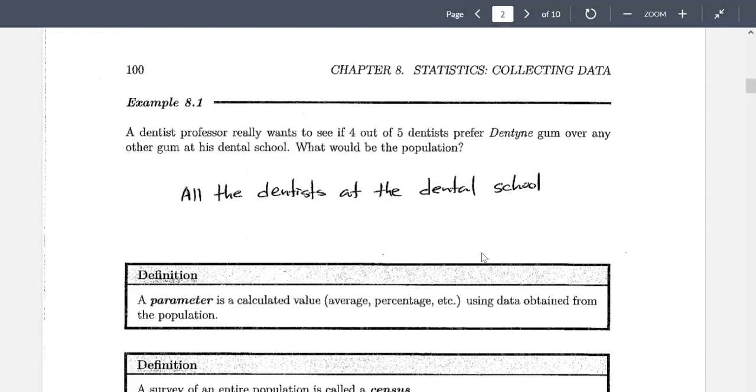Example here: a dentist professor really wants to see if 4 out of 5 dentists prefer Dentalin gum over any other gum at a dental school. What would be the population? The population would be all the dentists at the dental school. Then the sample would be the couple of people that we interviewed.